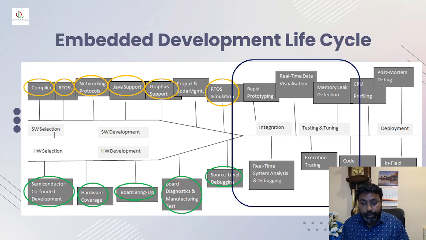Once these two are done, they will run in parallel in the industry. They'll have dedicated software teams and hardware teams. And this is the time now you're going to integrate both software and hardware. On the software side, you're going to do rapid prototyping, which is where you test a lot of times the functionality coverage, and you're going to do real-time data visualization, where you see the real-time data, how your input is coming, how your output is going. And the next one is the testing and tuning.